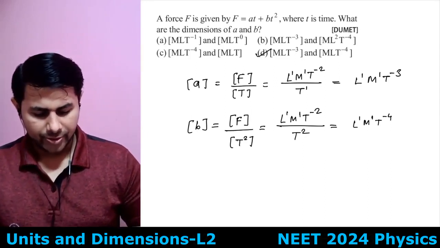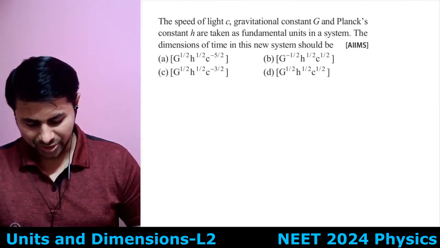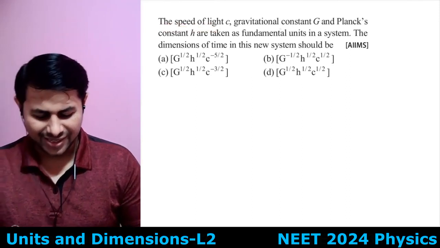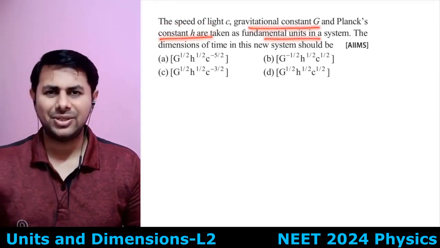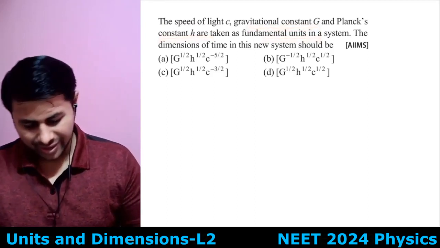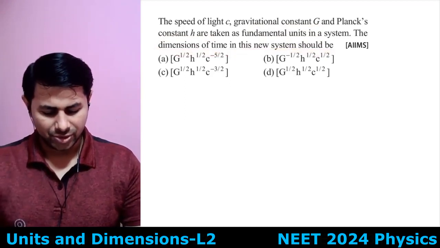All right, simple question. Yes, let's move on to this question. The speed of light, the gravitational constant, and Planck's constant are taken as fundamental units in a system. The dimensions of time in this new system should be.